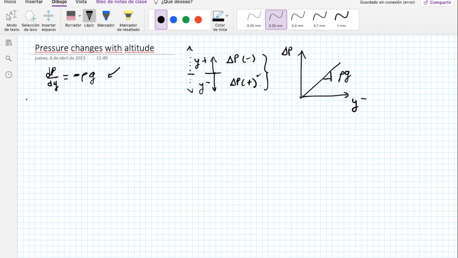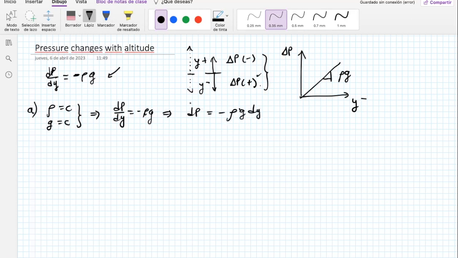So this is the first case that I want to explain. Let's say that density is constant and g is constant. With these assumptions, dp/dy equals minus rho g. I was talking a lot about this minus sign and then didn't write it. So you need to separate variables, and if you do that, you get dp equals minus rho g dy. Therefore, you integrate here and you integrate here. If you want, you can put limits P1 to P2 and y1 to y2.